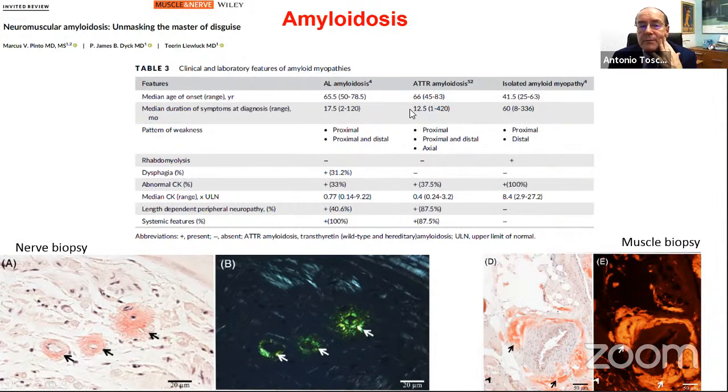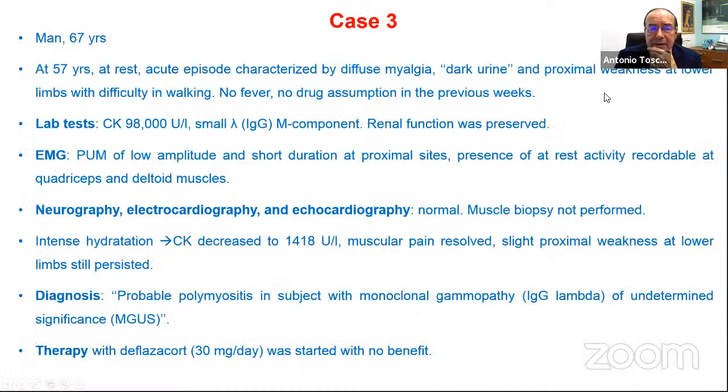So amyloid myopathy is due to AL amyloidosis. We have a large number of patients with transthyretin amyloidosis, but we also can get some amyloid myopathy. Here, a case we had a few years ago, a man of 57 years, acute onset of the disease, characterized by diffuse myalgia, dark urine, proximal muscle weakness, and difficulty in walking.